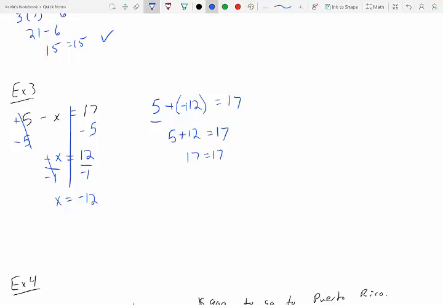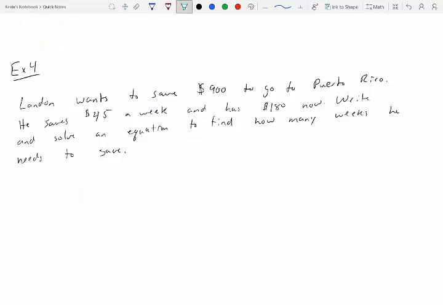And that is true. If we look at example 4, we have Landon wants to save $900 to go to Puerto Rico. He saves $45 a week and has 180 now. Write and solve an equation to find how many weeks he needs to save. Okay, so let's highlight the important things. We know he wants to save $900. If he saves $45 a week and he has 180 now, we need an equation to find how many weeks he needs to save. So if I'm writing this out now, the total I'm going to put equals 900. That's how much he needs.